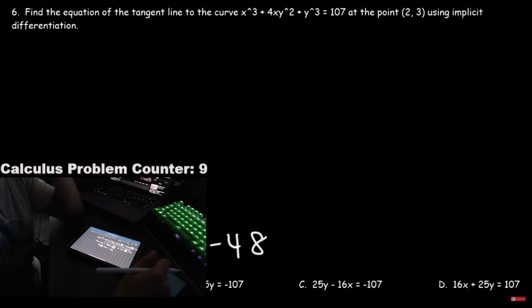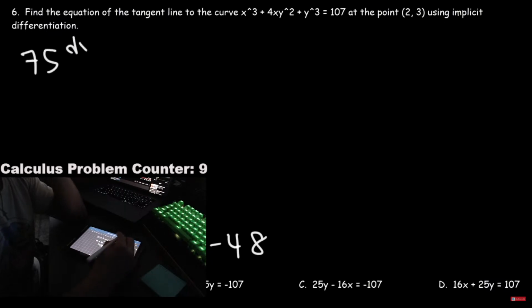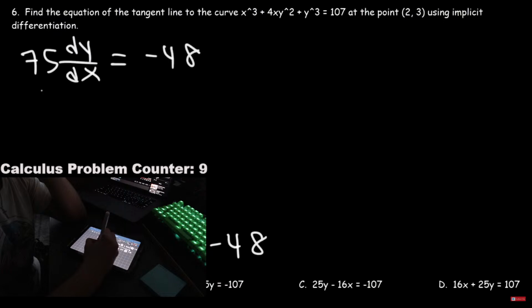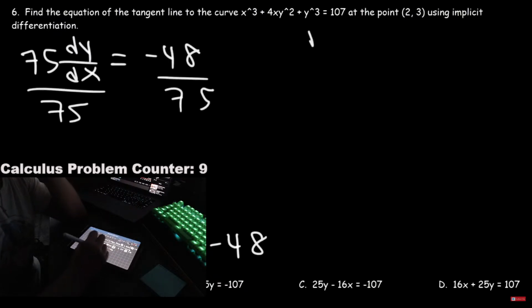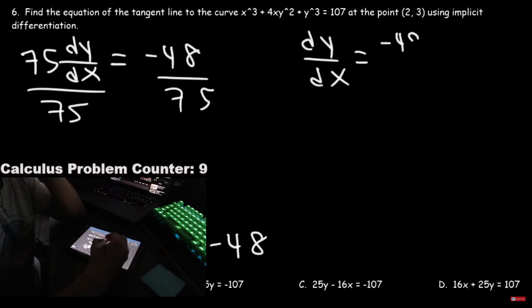Since we have like terms, we can add these two numbers. 48 plus 27. 40 plus 20 is 60. 8 plus 7 is 15. 60 plus 15 is 75. So we have 75 dy/dx, and that's equal to negative 48. So now we can divide both sides by 75. So dy/dx is equal to negative 48 over 75 when x is 2 and when y is 3.